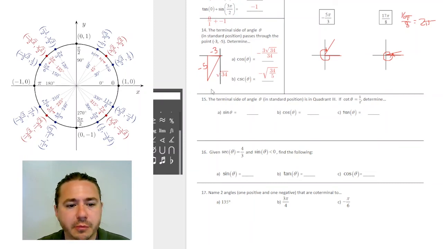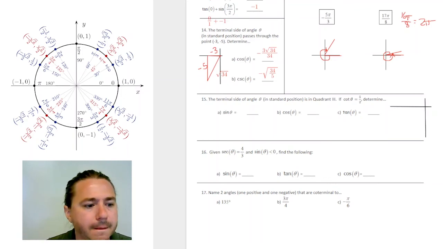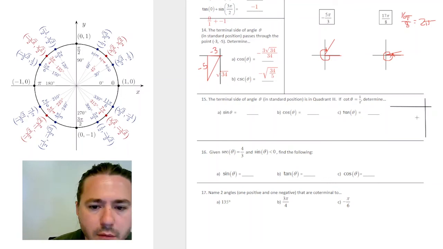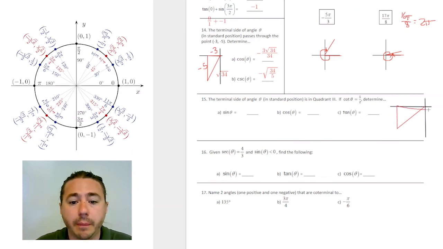Number 15, the terminal side of angle theta is in quadrant 3. Oh, that's kind of nice. They just come out and tell us what quadrant it's in. So I'm going to go ahead and start sketching my diagram here. That's usually a good place to start. Quadrant 3. So somewhere down here, here's my triangle. If cotangent is 5 over 2, determine the following.